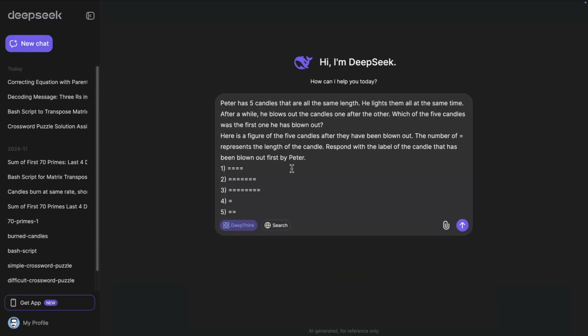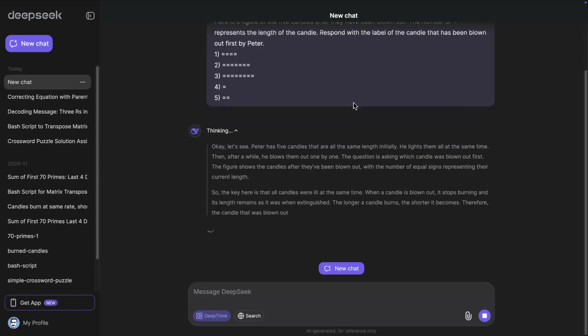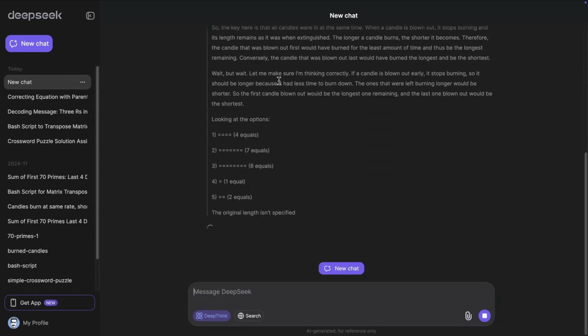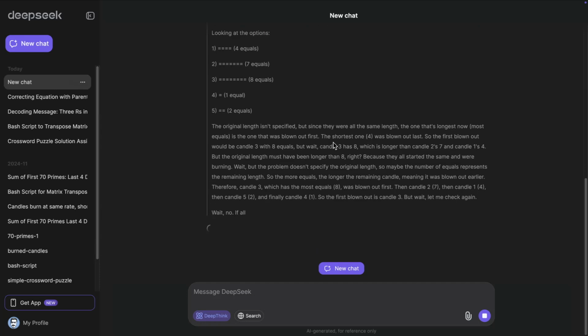So go to the chat again here. I want to enable deep think. I don't really need search. I'm just going to do deep think. I'm going to just prompt it like that. Okay. So it's going to do thinking. And then these are the thinking steps.